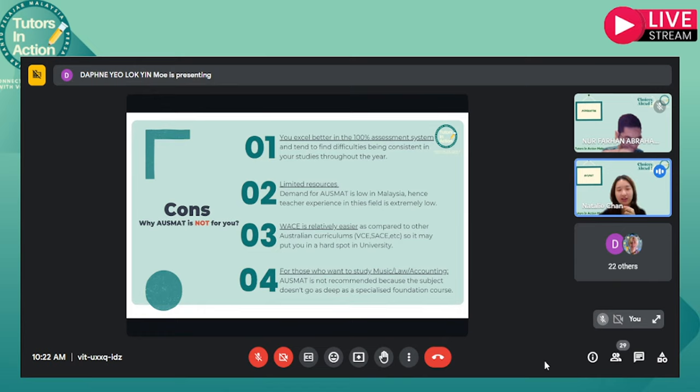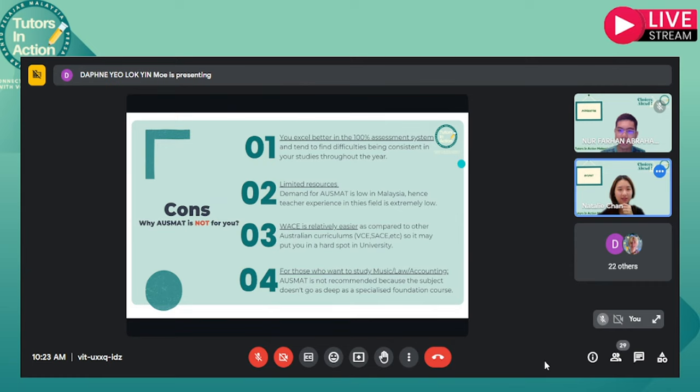So keep that in mind. Number four, for those who want to study music, law, or accounting, or any specialized fields in the future, AusMed is not recommended because the subject doesn't go as deep as a foundation course. I did accounting in AusMed as well, and the knowledge of the accounting subject taught in AusMed is very shallow as compared to ACCA or any accounting foundations. Yeah. Next.